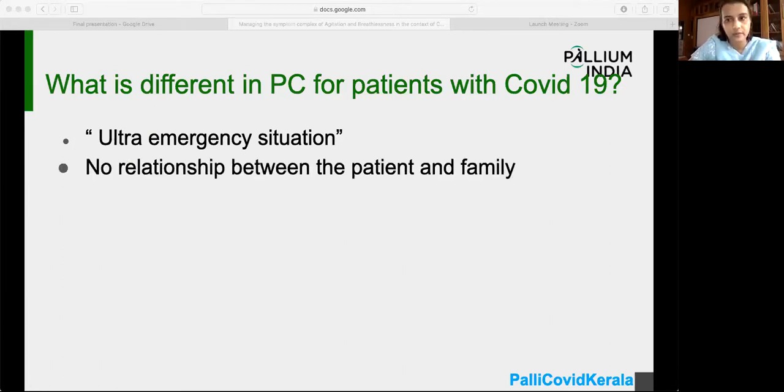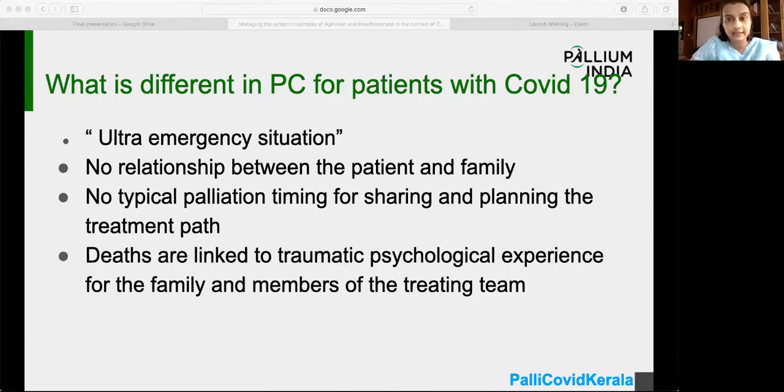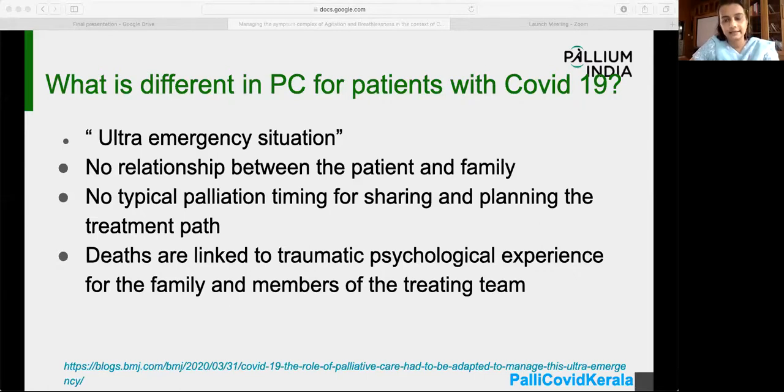where we can see there's no relationship between the patient and the family, the healthcare worker, the patient, the family, because the situation means we can't maintain a continuous relationship with them. There's no typical palliation timing for sharing and planning the treatment path. And as I mentioned, deaths are very quick and linked to a traumatic psychological experience, traumatic for both the family and the members of the treating team. The situation changes so rapidly that the typical palliative care physician doesn't get the time or chance to have a direct face-to-face conversation with patients or the family.